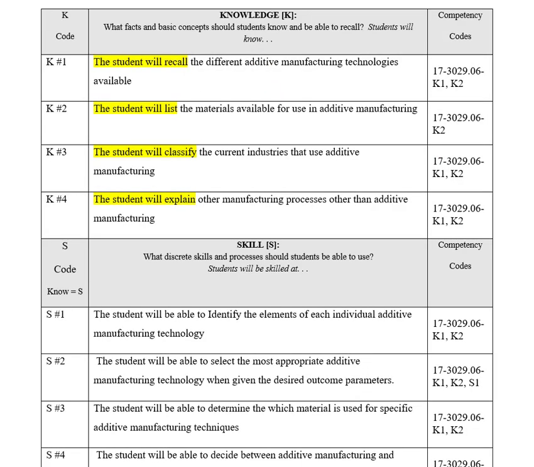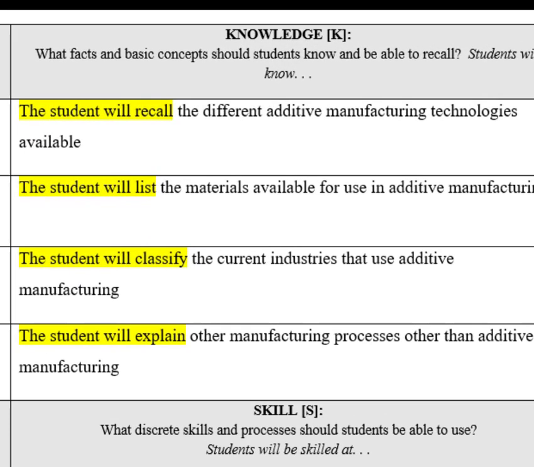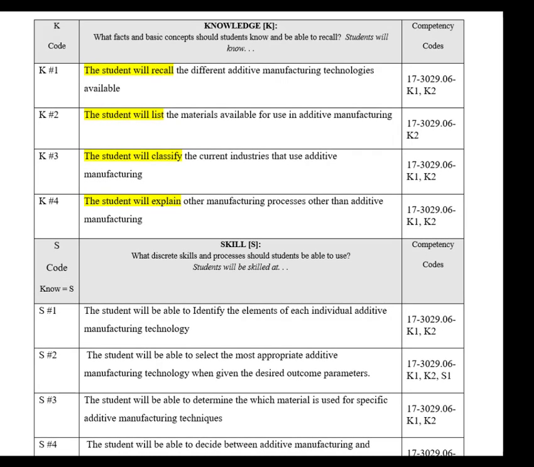Okay, so then the knowledge ones are more of the lower order cognition, so it's like, what am I going to recall? List, classify, explain. Explain under K4 is kind of in the middle, and we'll get into that later in some of the other steps on how we're going to assess things. But there you go. So then let's go to the skills.